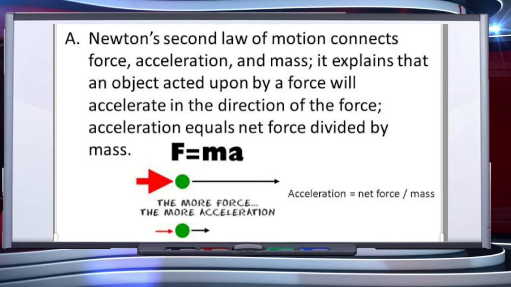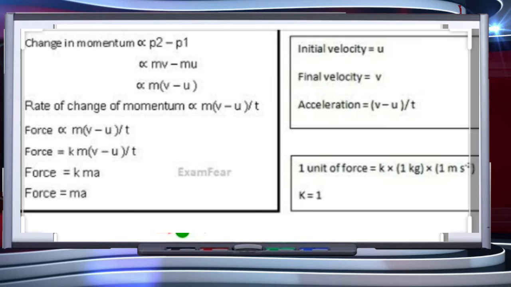Now let's understand Newton's second law of motion. It connects force, acceleration, and mass. It explains that an object acted upon by a force will accelerate in the direction of the force. Acceleration equals net force divided by mass. F = ma.